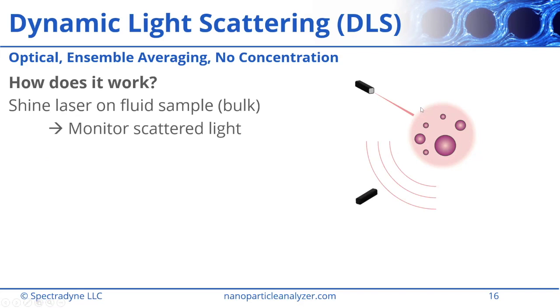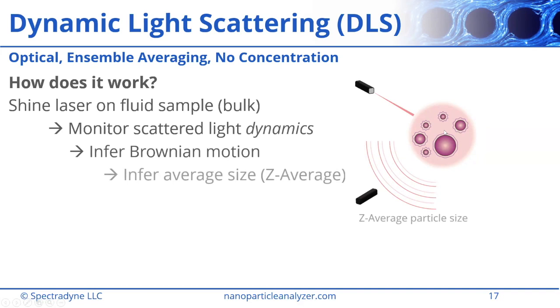Now, the particles are not standing still. They're doing Brownian motion, right? And by monitoring the dynamics of this scattered light, so the changes in that scattered light over time, we can infer the Brownian motion characteristics of the particles in the sample. And we can infer then further an average size of the particles. And this is called the Z average of the sample measurement.